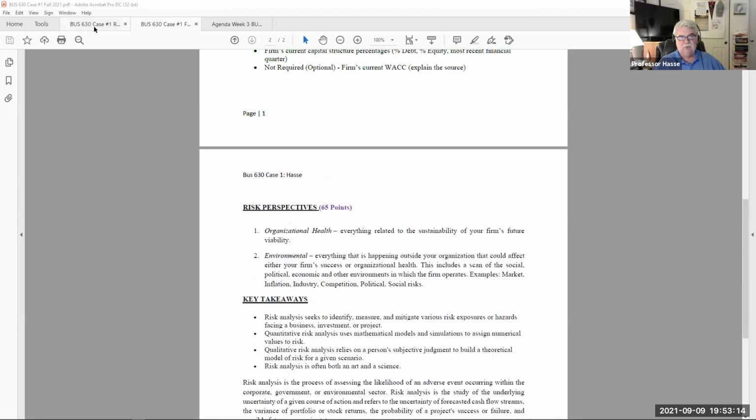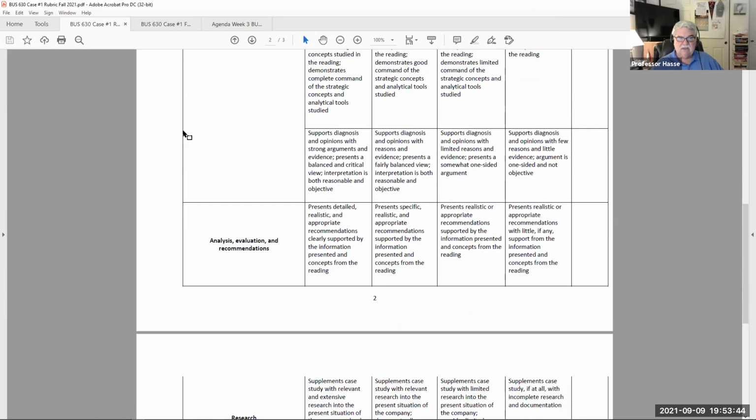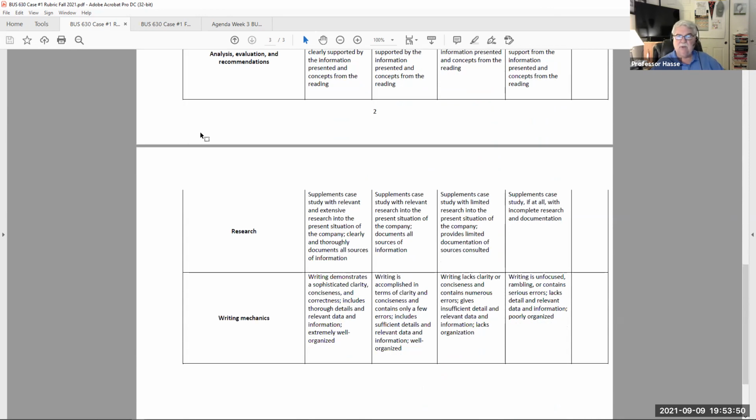Here's the rubric that I have posted to the case folder. This is a standard MBA rubric of what the expectations are to get an A, a B, or anything lower based on the type of work involved. So if you're a little bit confused about what I'm looking for, this gives you the basics of how I will grade case studies in this class based on certain criteria: completeness, understanding, analysis, evaluation and recommendations, research, and writing mechanics. These all play a part in the overall grade of your casework.